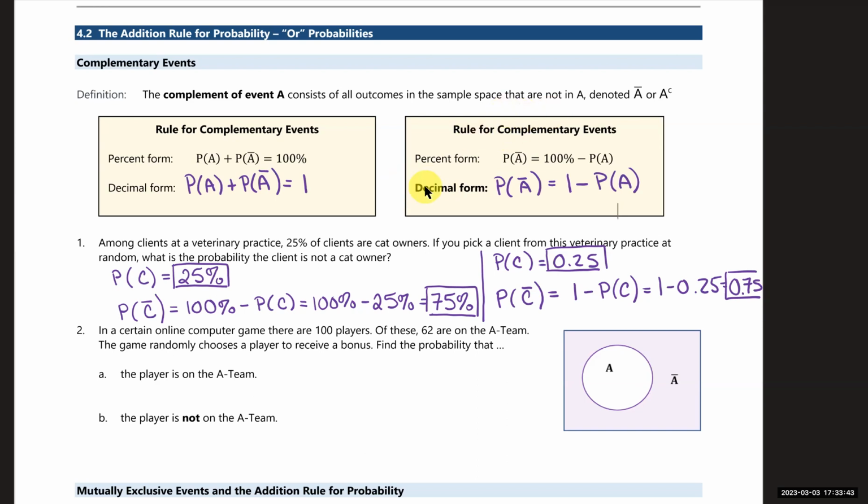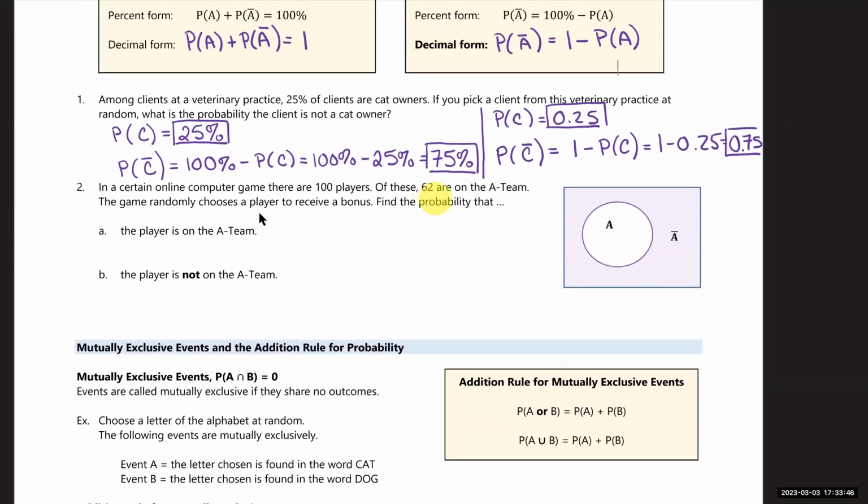Then I just did one here as well with a visual, and also to discuss how I'll be doing some fraction work. So for the rest of this video, I'm pretty much going to stay in fraction form, just knowing that we could always switch over to decimal or percent, but there'll be a reason I'm doing it this way. So in a certain online computer game, there are 100 players. Of these, 62 are on the A team. The game randomly chooses a player to receive a bonus. Let's find the probability that the player is on the A team and then that the player is not on the A team. And we can practice notation as well.